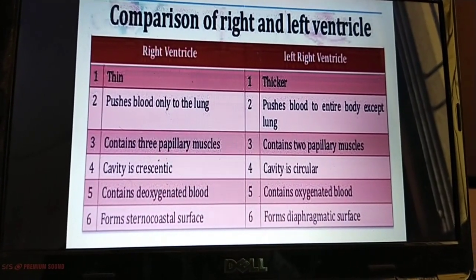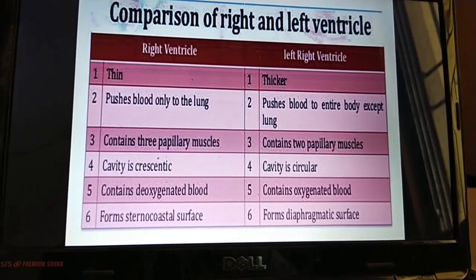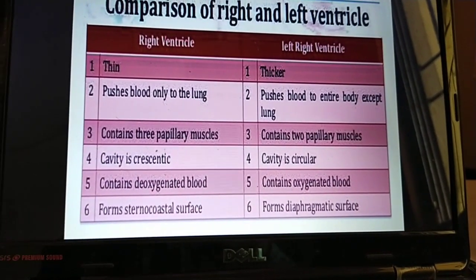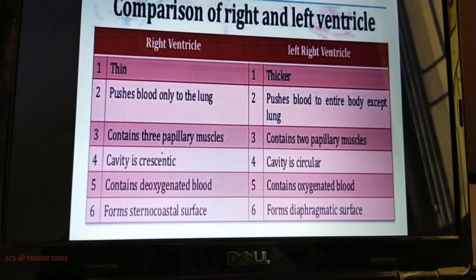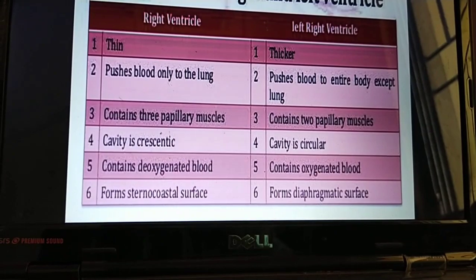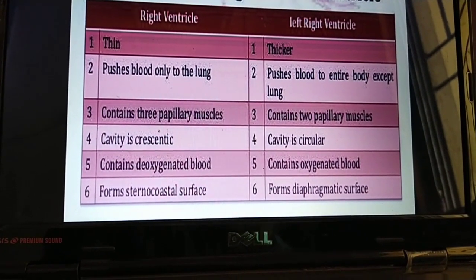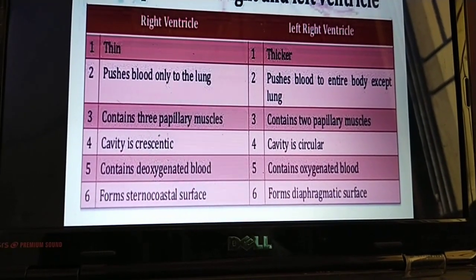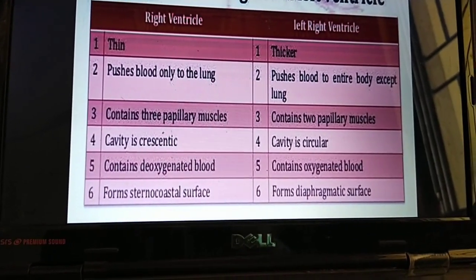In the right ventricle, it has the anterior, posterior and septal papillary muscles. In the left ventricle, it has only anterior and posterior papillary muscles. In the right ventricle, the cavity is crescentic or half moon, or funnel shaped. In the left ventricle, it looks circular or conical in shape.